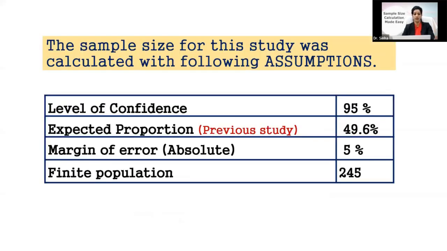So this is my assumption. You can see here, level of confidence 95%. Expected proportion was 49.6%, but for demonstration, I'll take it as 50%. Margin of error, that is the absolute, he has taken as 5%. And the finite population he has taken as 245. So I'll demonstrate it. Please see it carefully.